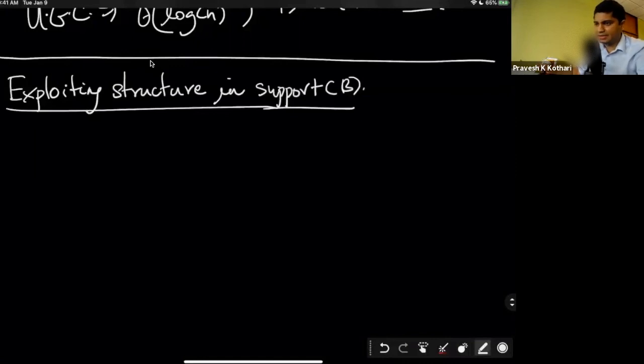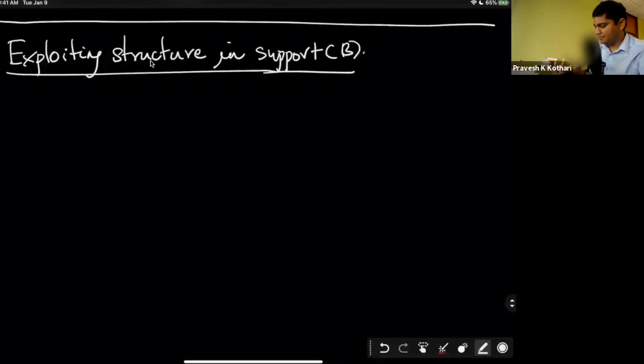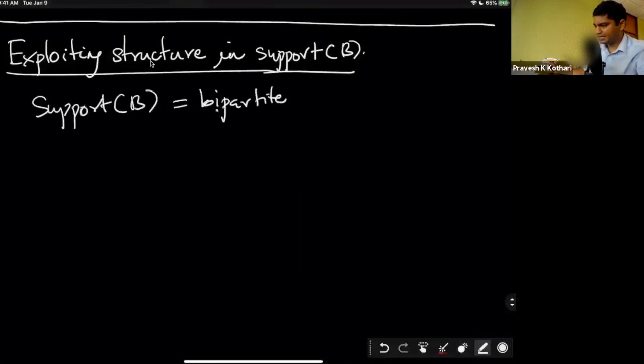So in general, it's a complete graph, but when it's a non-trivial graph, we actually can say something more. I'll quote a result at the end, which basically gives something for all graphs. But right now, I want to prove something to you for bipartite graphs. So in particular, we want to look at the case where the support of B is bipartite. So what does that mean?